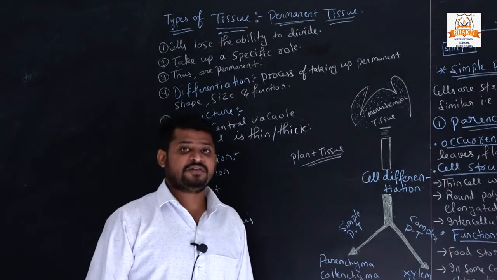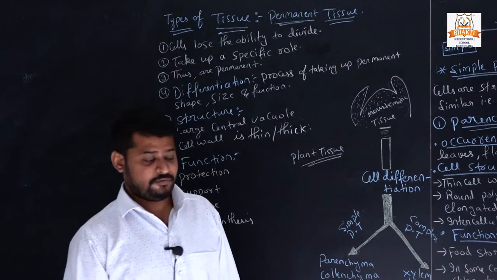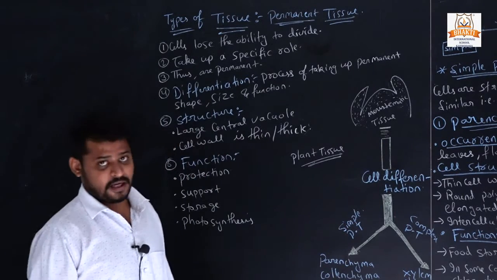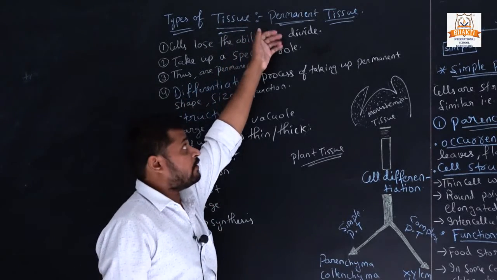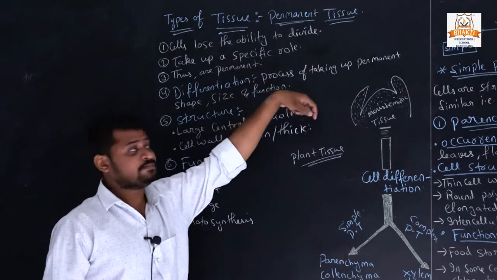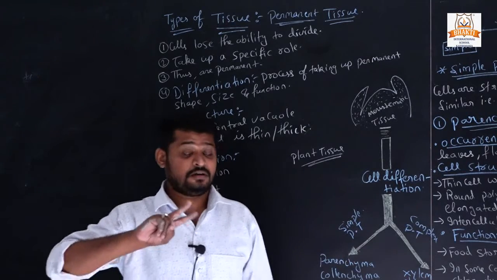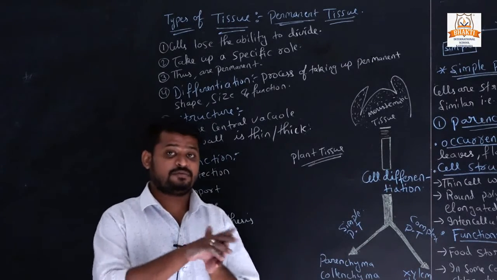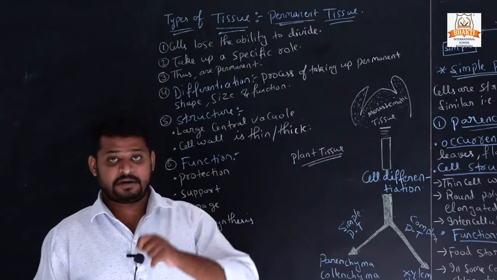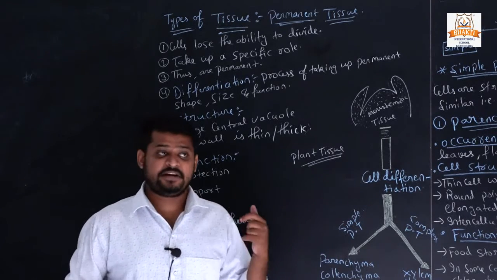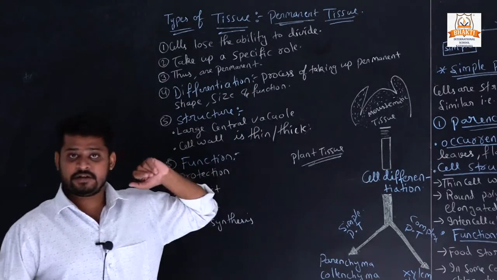In our previous video we studied meristematic tissue. Now we are continuing our plant tissues. The second part of plant tissue is permanent tissue. There are two types of plant tissues: one is meristematic tissue and the second one is permanent tissue. About meristematic tissue we studied in our previous video. Now we are going to study permanent tissue.